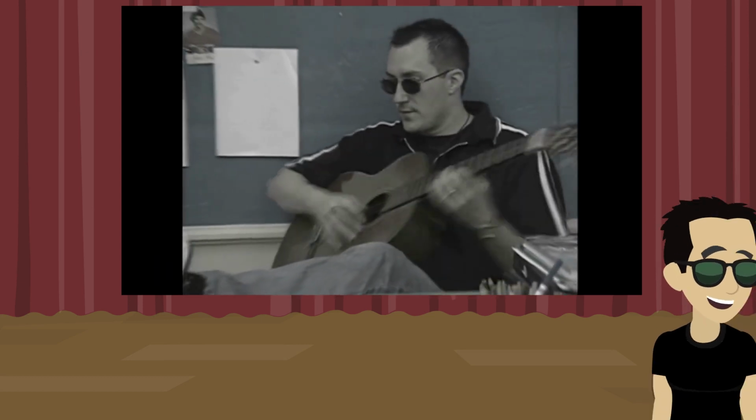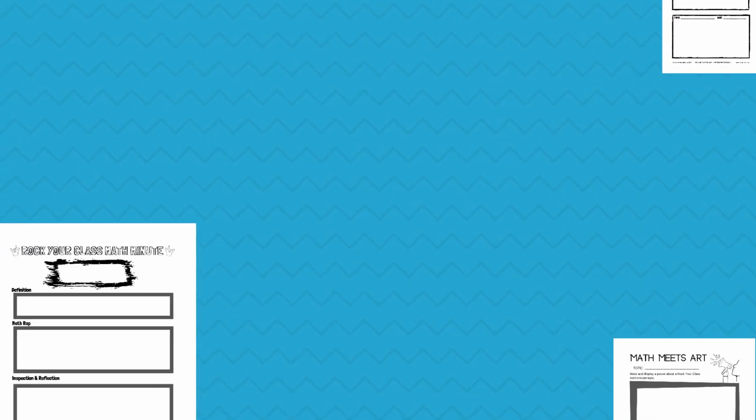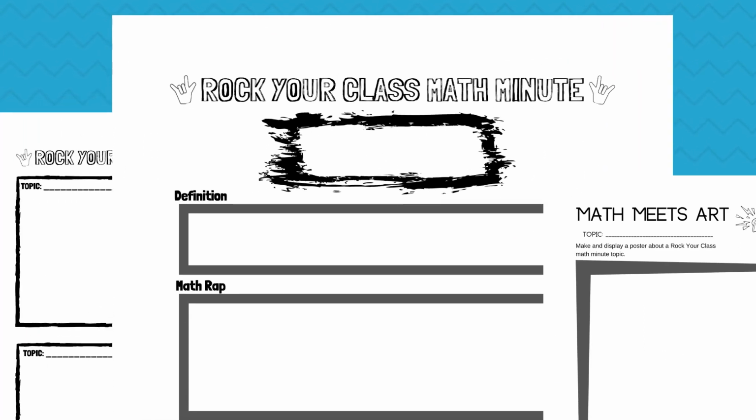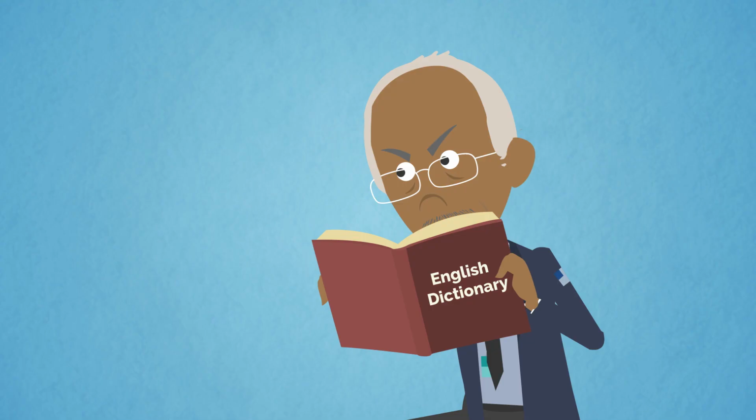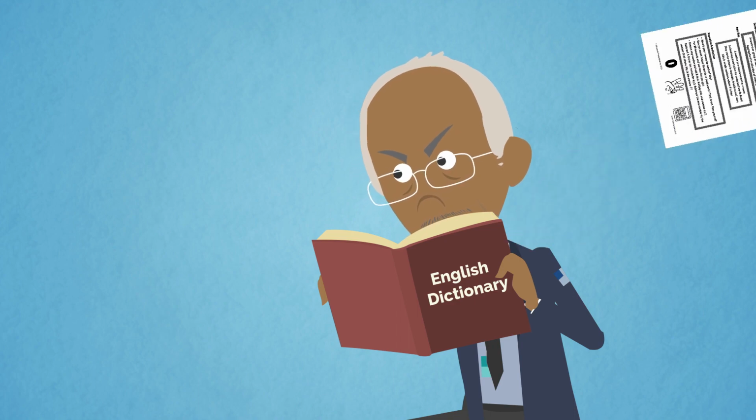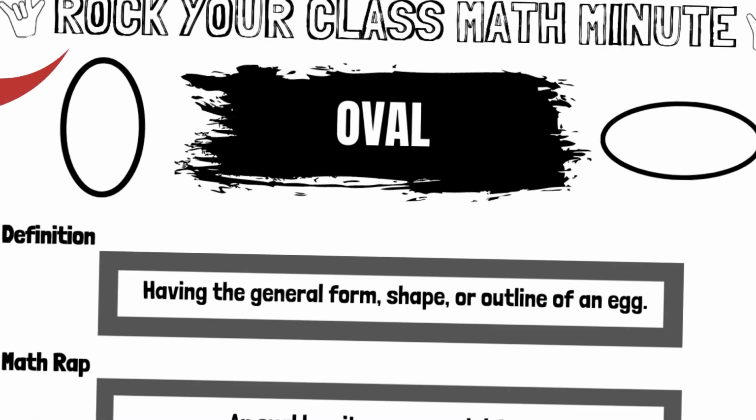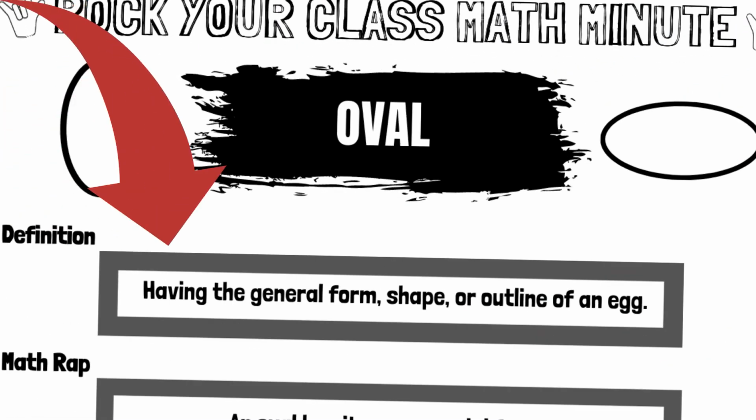Get ready for today's Math Minute topic. Oval. What does the dictionary say? Having the general form, shape, or outline of an egg.